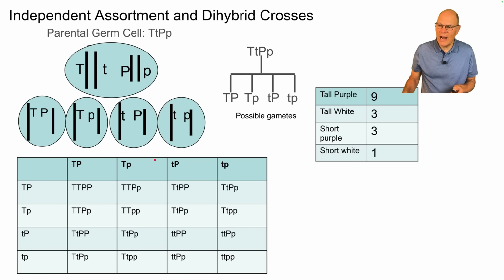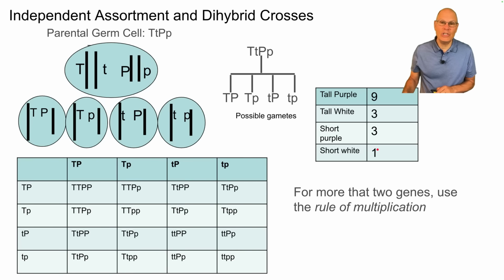That leads to dihybrid crosses, which result in a 9 to 3 to 3 to 1 phenotypic ratio in the offspring. If you have more than 2 genes, then you don't do a Punnett square. You use things like the rule of multiplication.